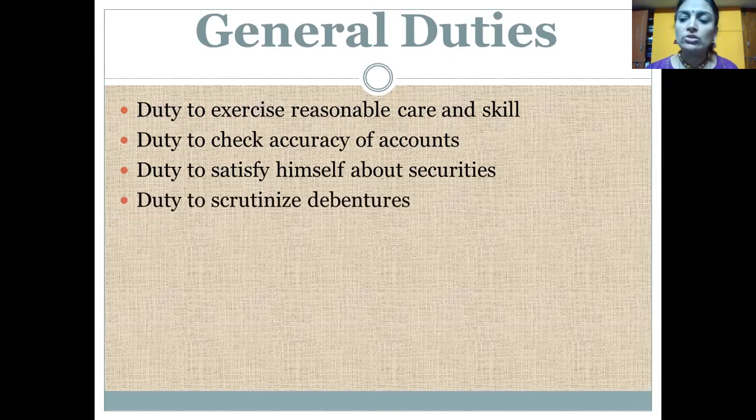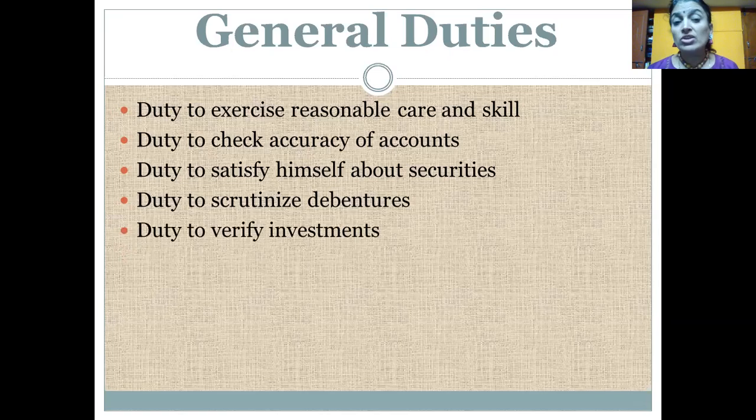Duty to scrutinize the debentures. What type of debentures are there? Whether they are redeemable, whether they are convertible, whether they are going to be repaid within near future. So he has to scrutinize all the debentures.